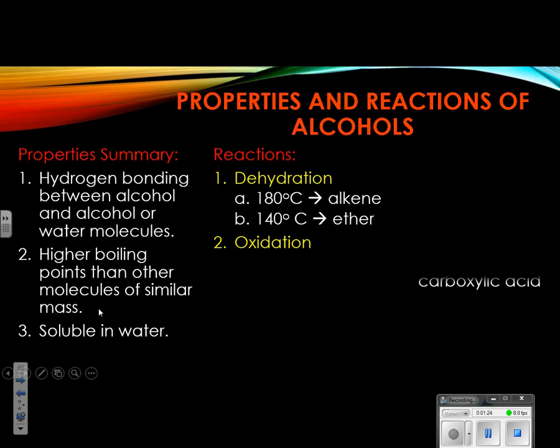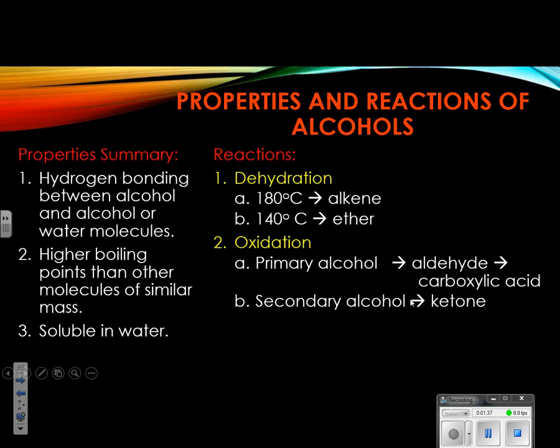We also have oxidation that we're worried about. Remember, dehydration was also called elimination. Oxidation of a primary alcohol will yield an aldehyde, which with further oxidation will yield a carboxylic acid. A secondary alcohol with oxidation will yield a ketone, and a tertiary will have no reaction.